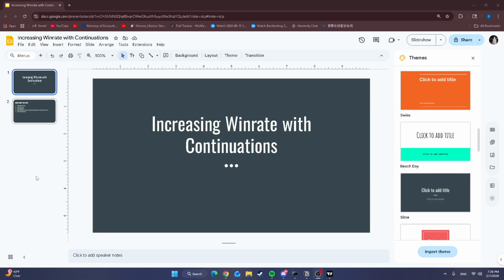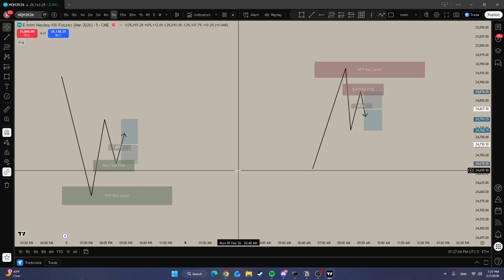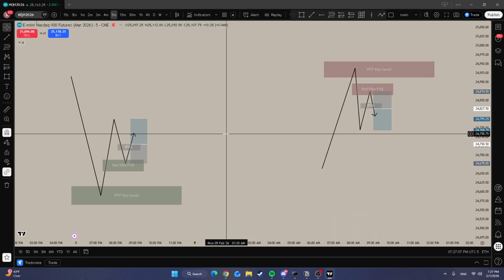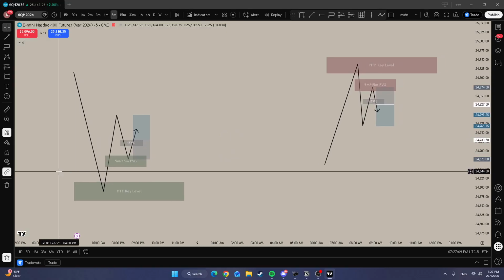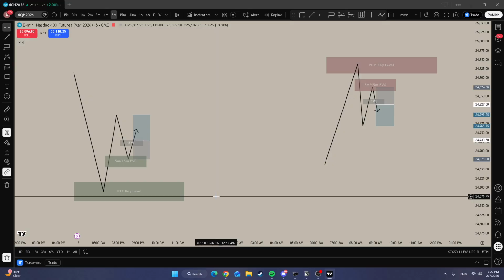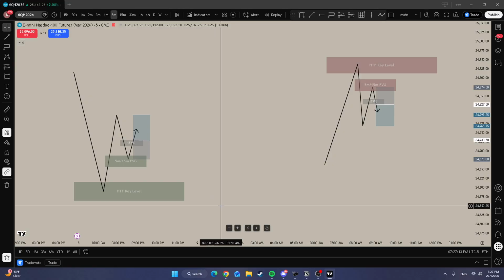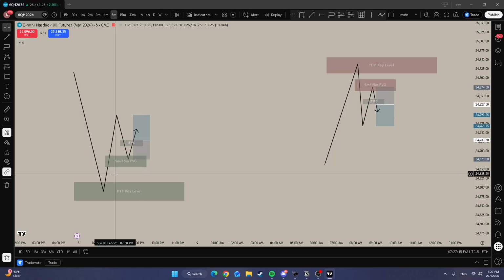Alright, I'm going to be doing a quick video on how to increase your win rate with continuations. So going over just what a good continuation should look like. First off, you want to have the high time frame key level. This can be probably like a 1 hour, a 4 hour, or a daily gap.